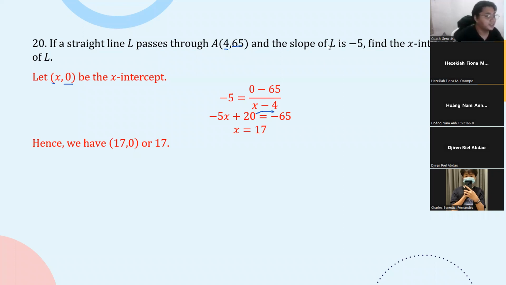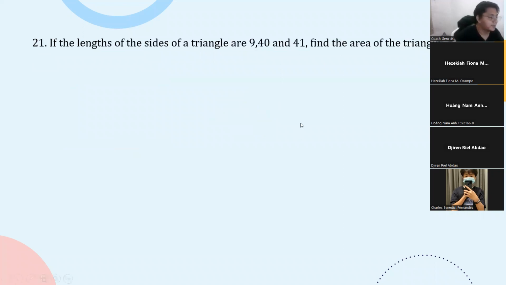Now for number 21. If the lengths of the sides of a triangle are 9, 40, and 41, find the area.